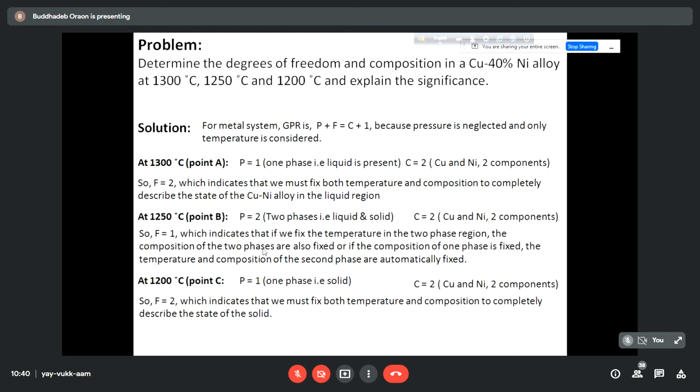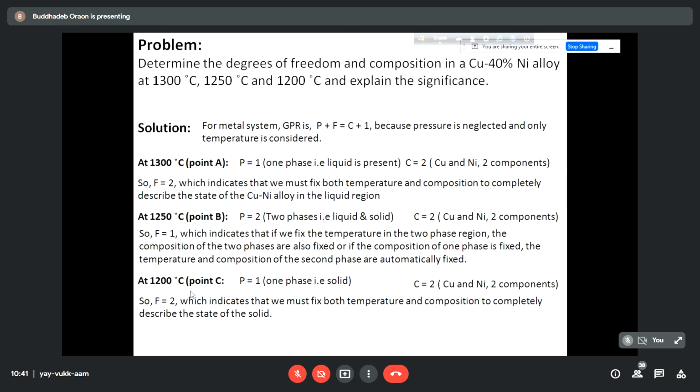So if we fix the temperature of the two phases, the compositions of the two phases are also fixed. If you fix one particular variable, then the other variable is automatically fixed. Or if the composition of that particular phase is fixed, then the temperature and composition of the second phase are automatically fixed. So basically, the meaning is that when degrees of freedom is 1, only one parameter or variable is required to be fixed in order to completely define the system.